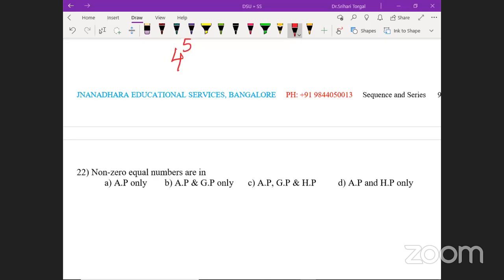Many of them are answering that option B is the right answer. No, it is not option B, and also it is not option D. Option C is the right answer. I'll tell you how. Take any three equal, non-zero numbers. Let me take 3, 3, 3. If you take 3 minus 3, 0, 3 minus 3, 0, the difference is the same. You have to take equal numbers, but they should not be 0.